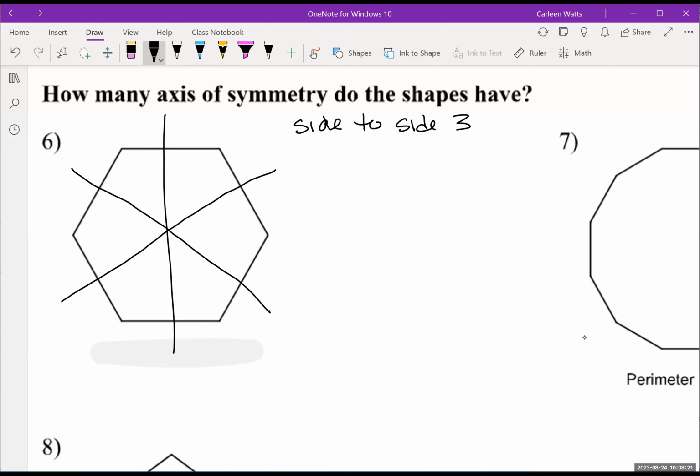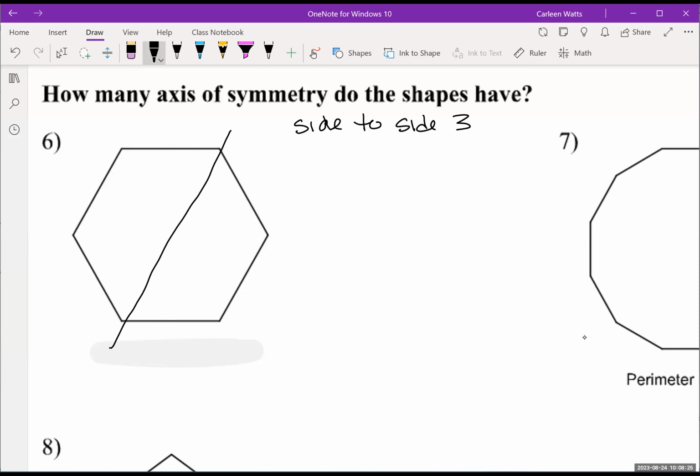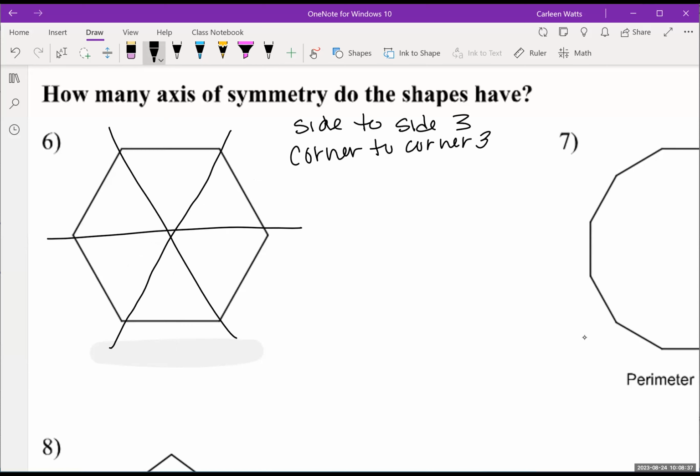And then corner to corner, see how that's an axis of symmetry? So corner to corner, we have another 3. Okay, you ready for the shortcut? You don't have to do all this.